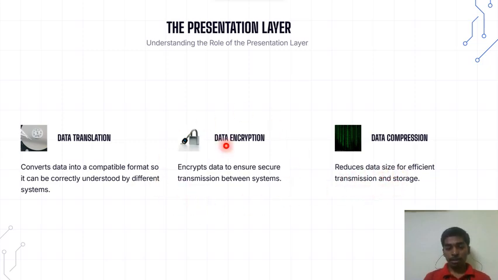In data encryption, data is converted using encryption algorithm. Data is converted into a form that during data transmission, if data is hacked, then it should not be readable by hackers.